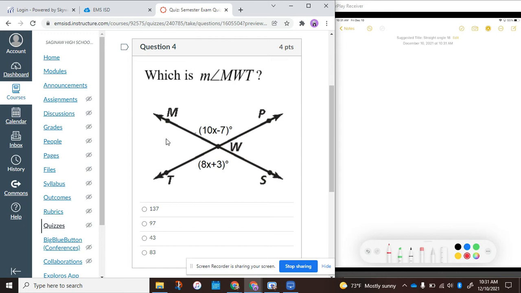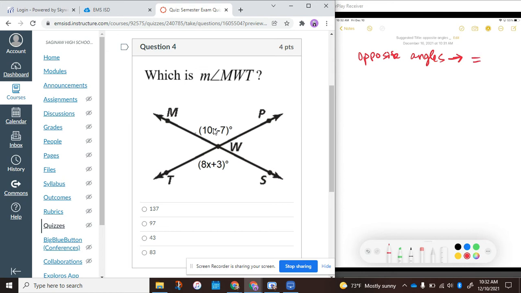So the first thing we notice is that our angle right here, MWT, does not have any labels inside of it. The only labels that we have are these two angles, MWP and TWS, these ones that are across from each other. Now, when we have angles that are straight across from each other on opposite sides of straight lines, opposite sides of the X like this, those are what we call opposite angles. And what you need to know here, our first piece of key knowledge, is that opposite angles are congruent to each other.